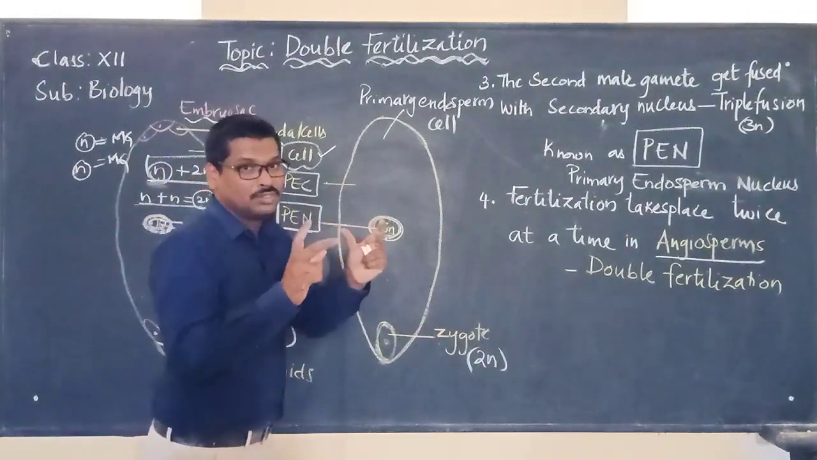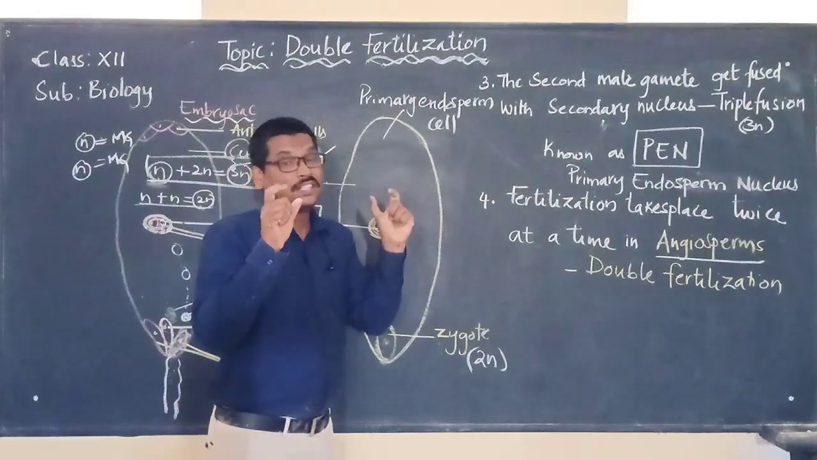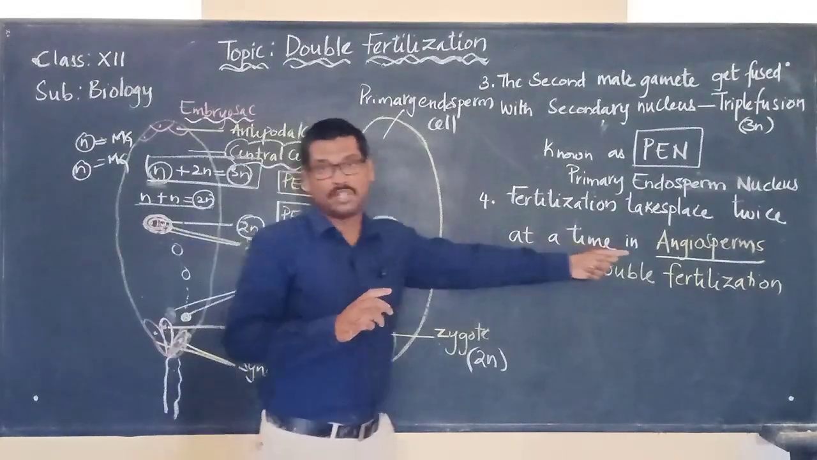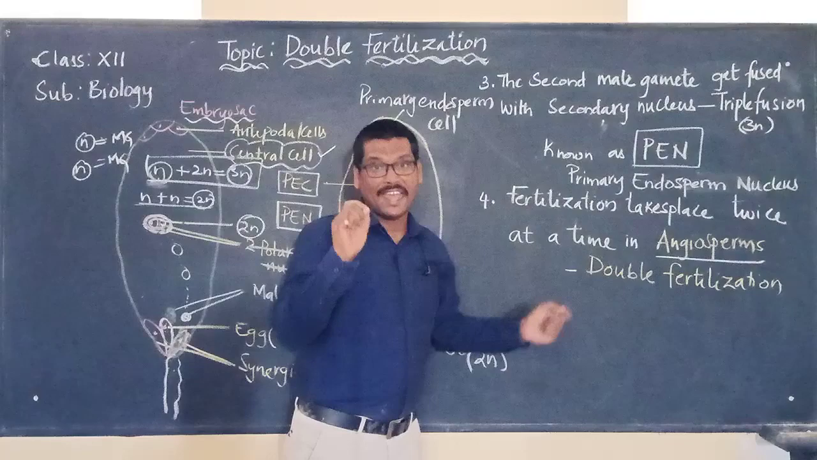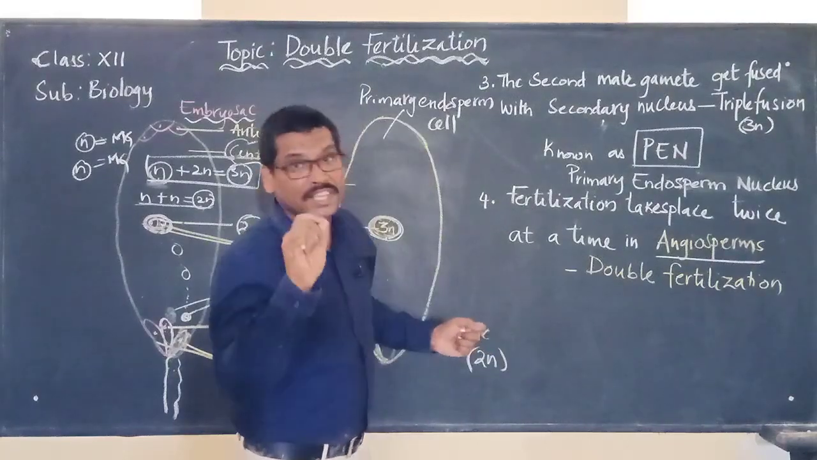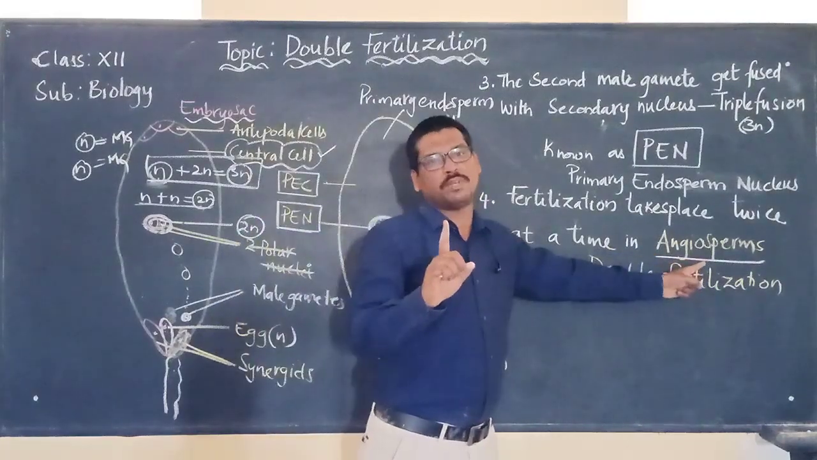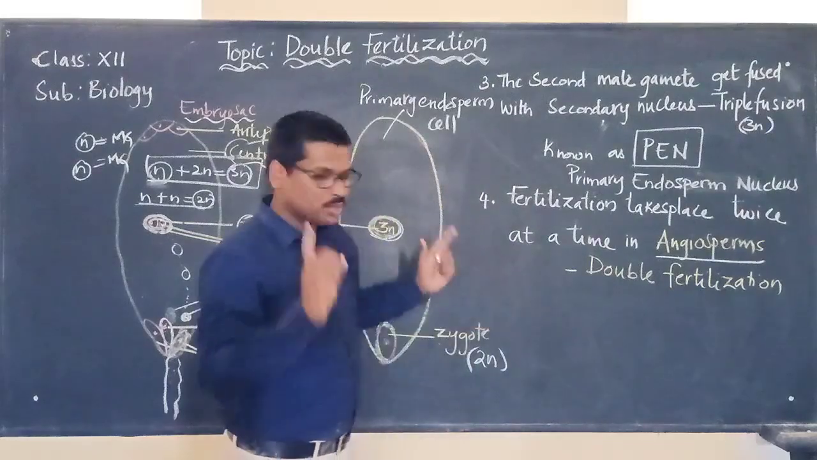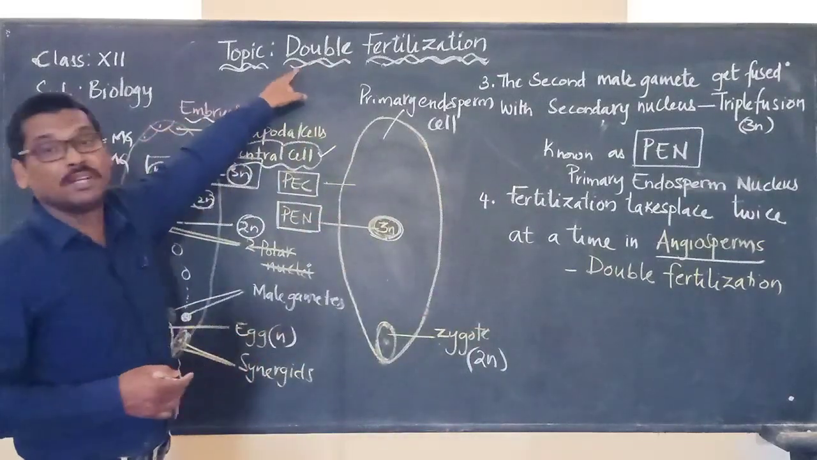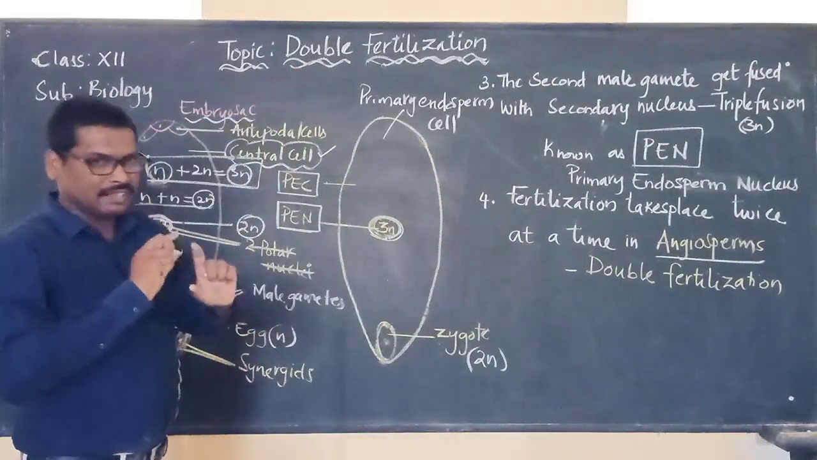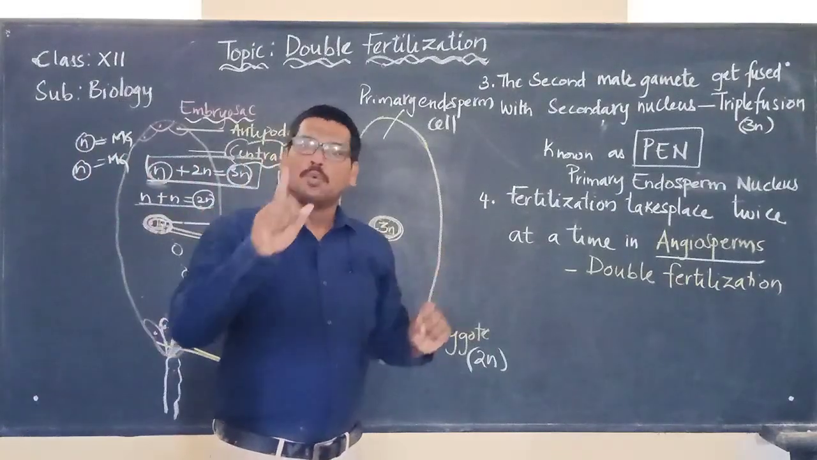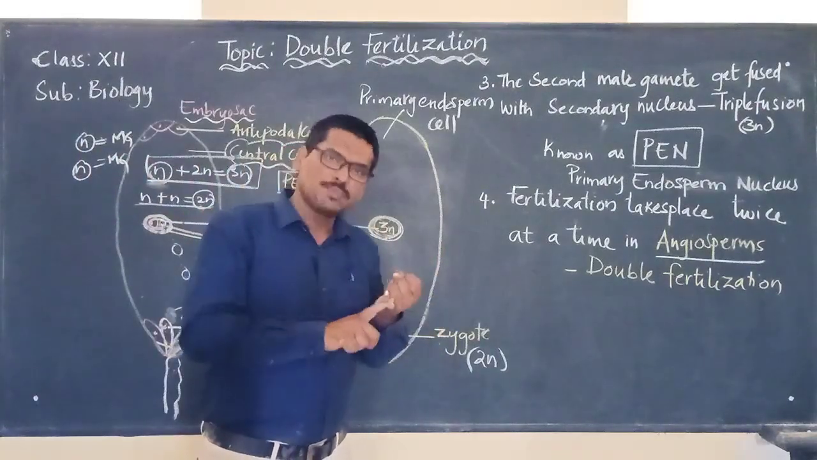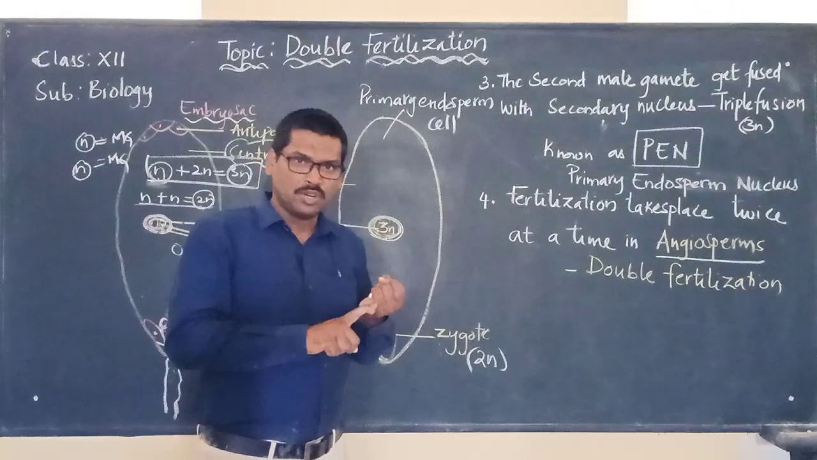So there are two fertilizations taking place in the angiosperms, in the embryo sacs of the angiosperms, and it is a unique characteristic of all the angiosperms. So that's why we are calling it double fertilization. So in simple, let us make it. One male gamete fuses with the egg to form the zygote.